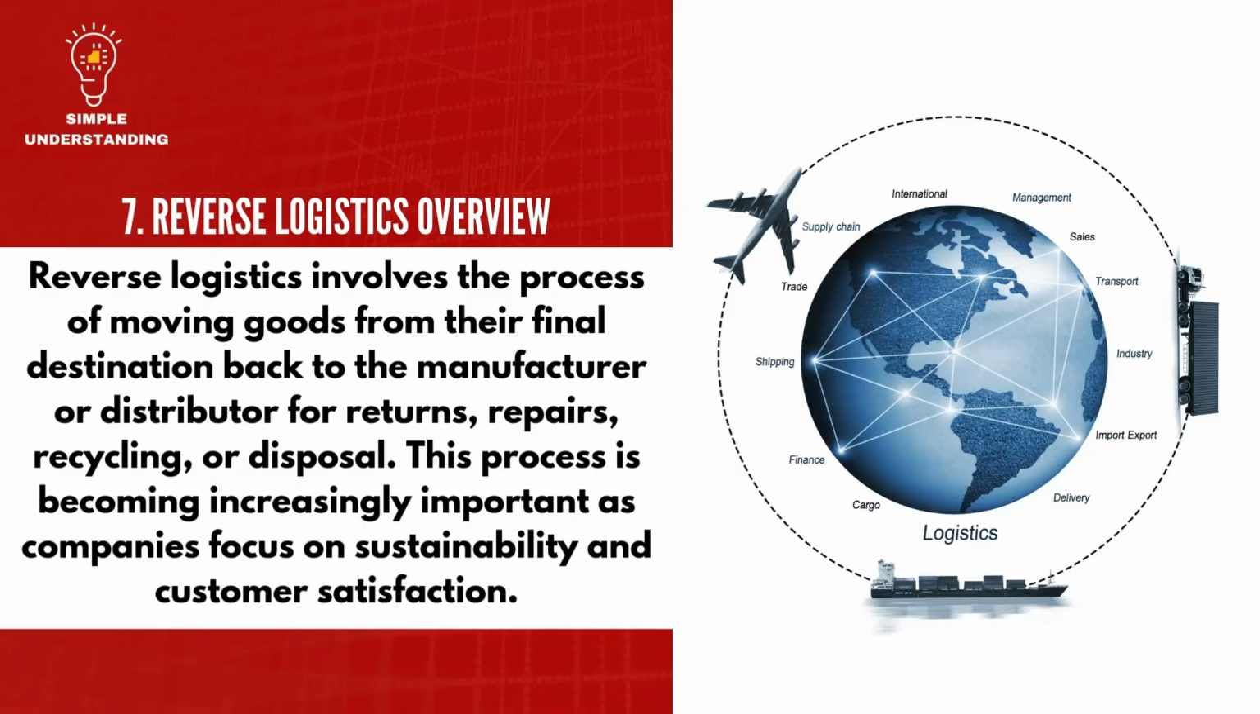7. Reverse logistics overview. Explanation. Reverse logistics involves the process of moving goods from their final destination back to the manufacturer or distributor for returns, repairs, recycling, or disposal. This process is becoming increasingly important as companies focus on sustainability and customer satisfaction.